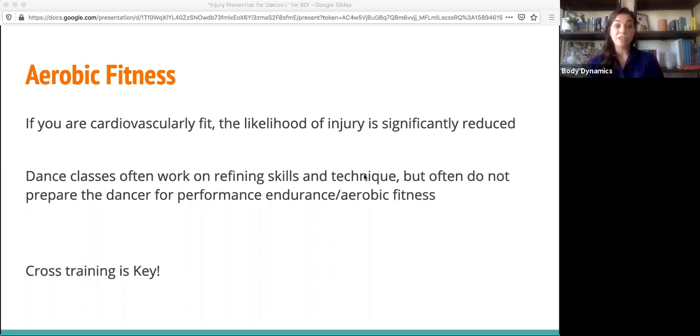So cross training is really key here to get your cardiovascular fitness up. So things like swimming, cycling, running, high intensity interval training, those sorts of things are all really good ways to build cardiovascular fitness.